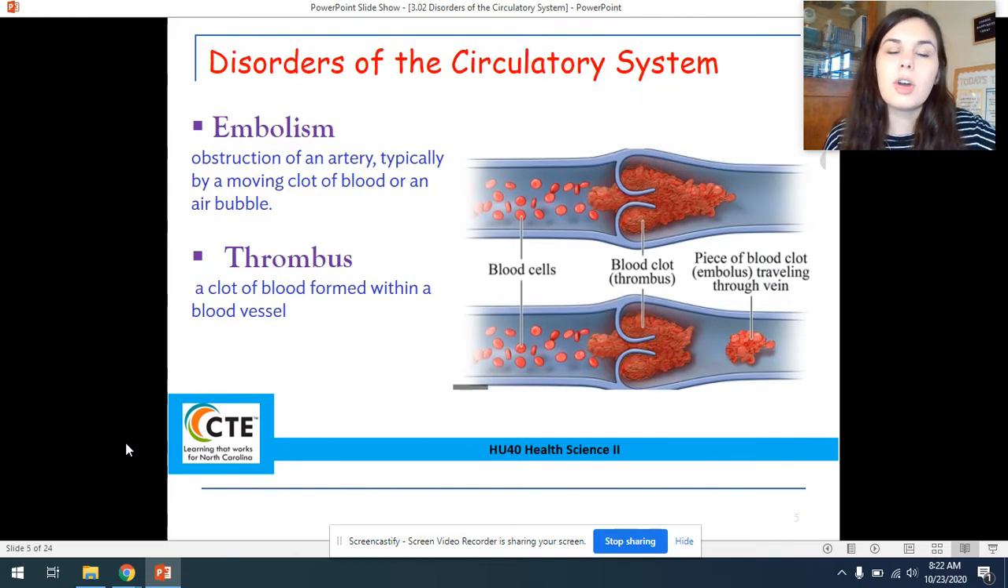Embolisms and thrombi are very easy to get confused because they're similar, but the difference is that an embolism is an obstruction of the artery that's typically caused by a moving clot of blood or an air bubble, whereas a thrombus is a clot that is formed within the blood vessel that does not move. So if you were looking at a blood vessel and you had a clot that was moving through and then it got to a narrow portion and got stuck, that would be an embolism, versus if a clot starts to form on the lining of an artery and it builds up over time, that would be a thrombus. But either way, they're both types of blood clots.